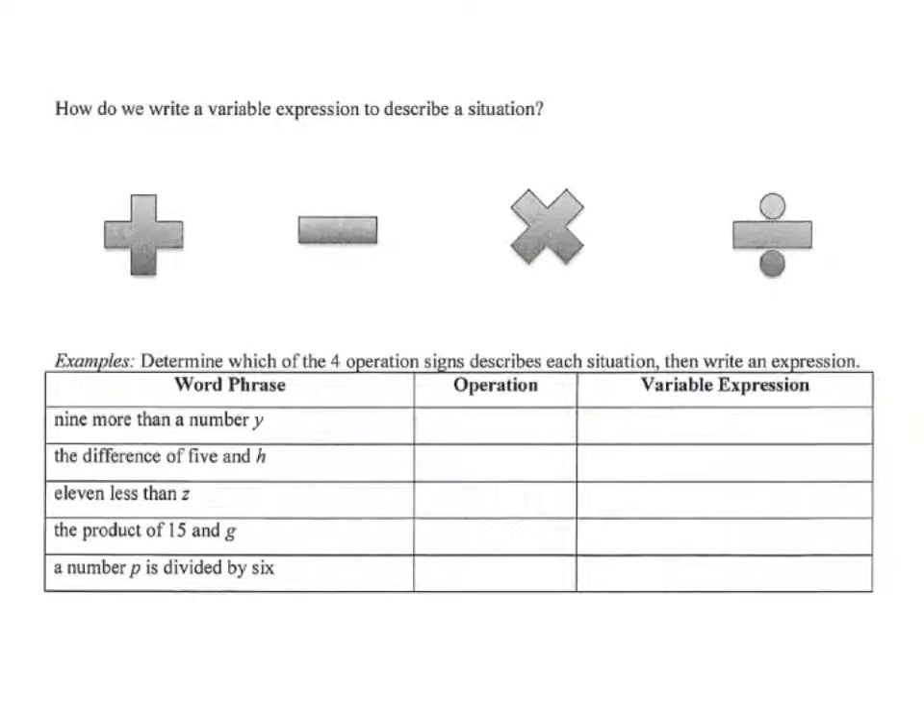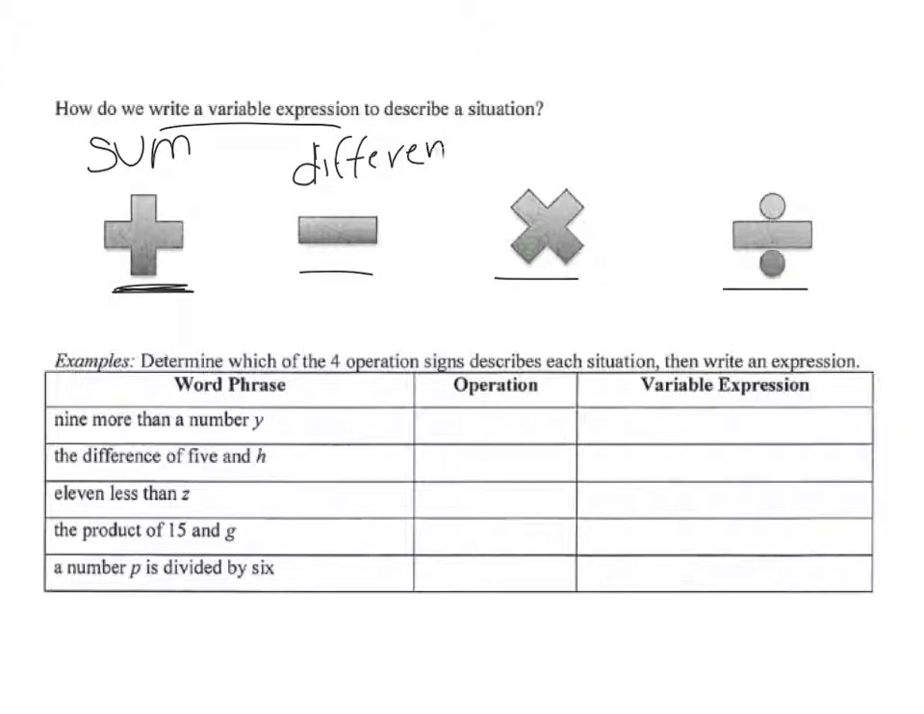We're going to need to write a variable expression. So we're going to need to know words that stand for plus, minus, times, and divide. The most important ones: sum means plus, difference means subtract, product means multiply, and quotient is another new word that means divide.